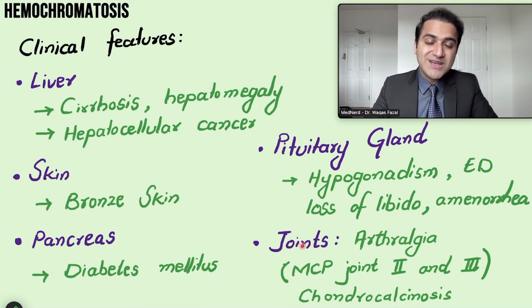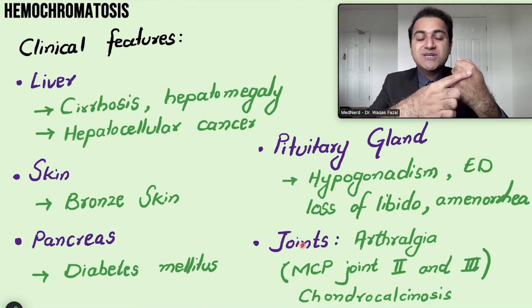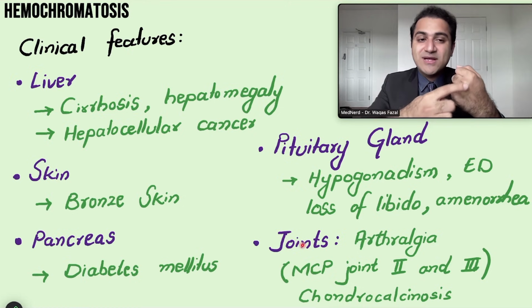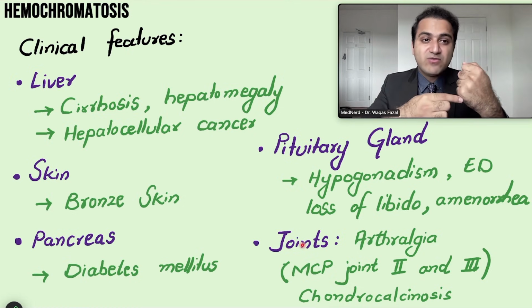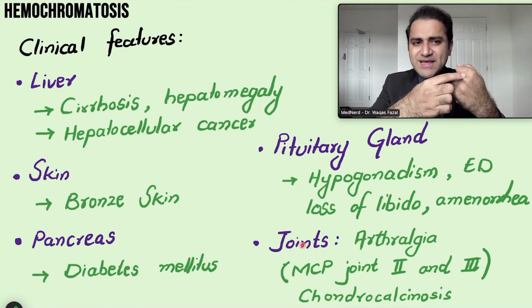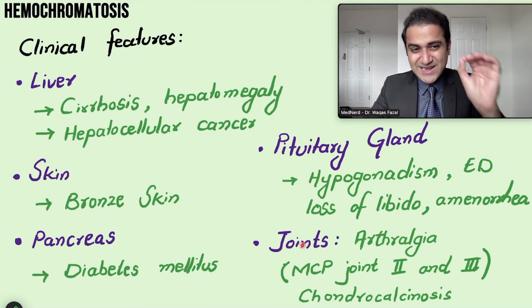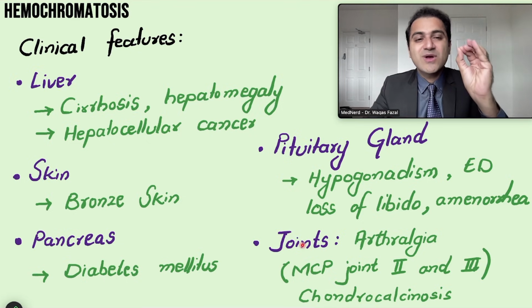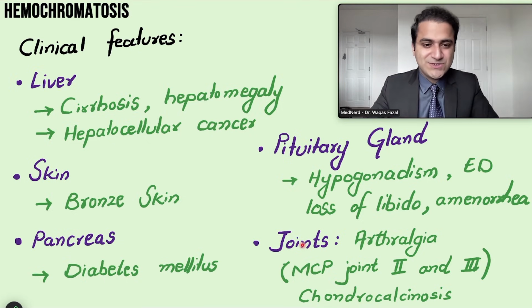Most common joints that are involved are the second and third metacarpophalangeal joints. It somehow does not affect the first and fourth, but it mainly involves the second and third. This is a classical giveaway point for you in the MCQs and in the questions.